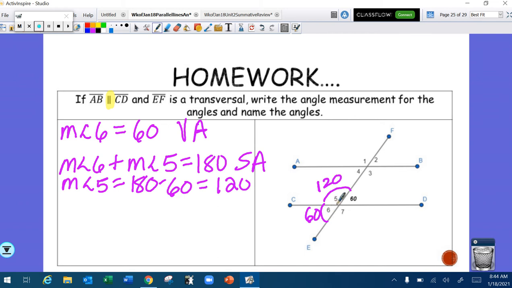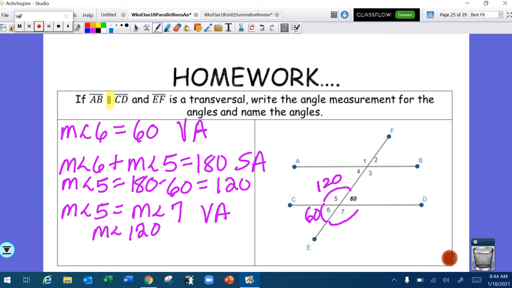Now that I know 5, I can easily get 7. So I can say the measure of angle 5 is equal to the measure of angle 7 because they are vertical angles. And that means the measure of angle 7 is going to be equal to 120. So this angle right here is 120 because they are vertical angles.